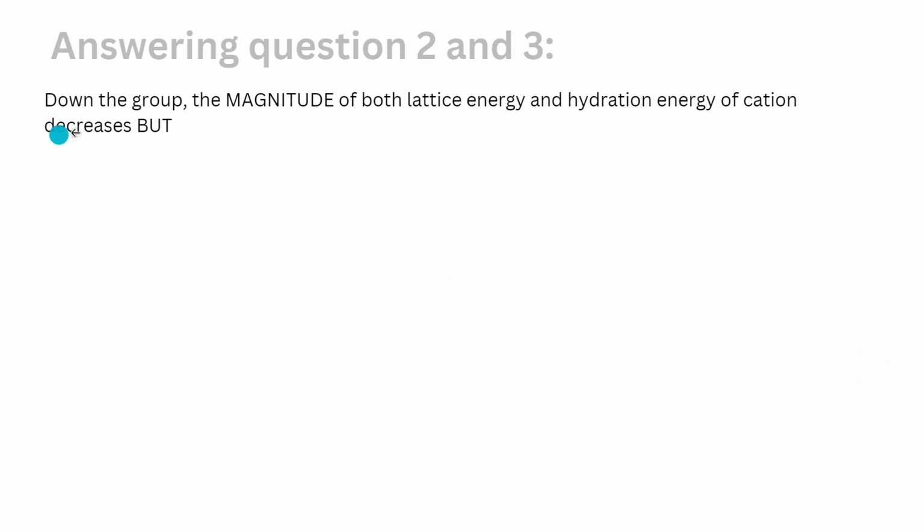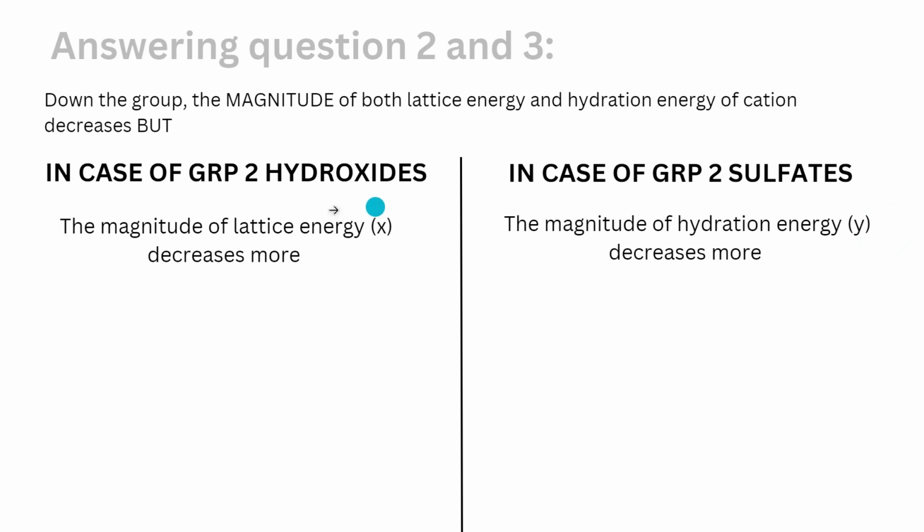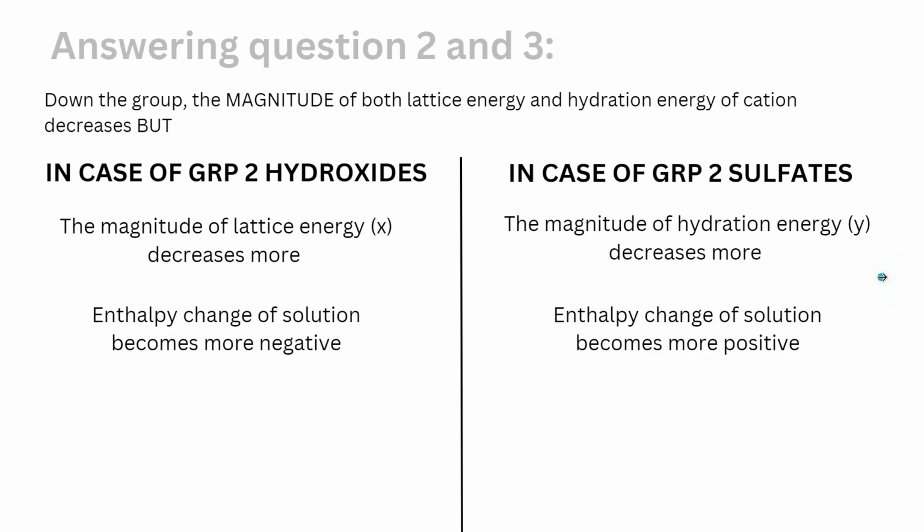Now down the group, the magnitude of both lattice energy and hydration energy of the cation decreases. It's just a fact. But in case of group 2 hydroxides and in case of group 2 sulfates, the situation is different. In case of group 2 hydroxides, the magnitude of lattice energy decreases more than the magnitude of hydration energy. And in case of group 2 sulfates, the magnitude of hydration energy decreases more. So, when you plug in the values, you will notice that the enthalpy change of solution becomes more negative for hydroxides, and here for sulfates the enthalpy change of solution becomes more positive.